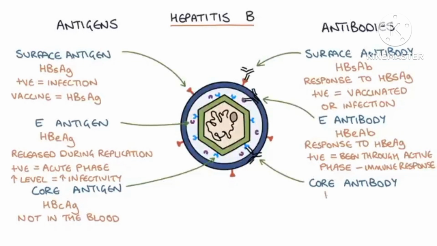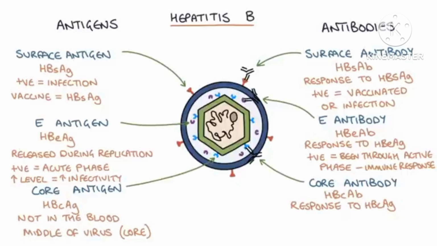Finally, let's talk about the hepatitis B core antibodies. We also call these the Hep B C antibodies, C for core. And remember, the hepatitis B core antigens are found on the middle of the virus and do not circulate in the blood. Hepatitis B core antibodies basically show an immune response to this antigen, and they can help us distinguish between an acute, a chronic, and a past infection.